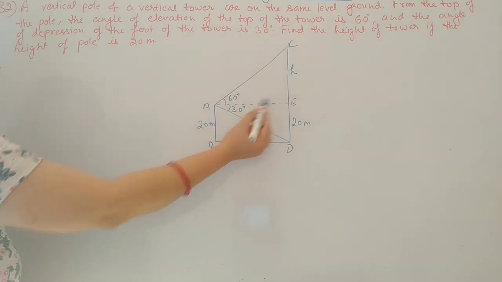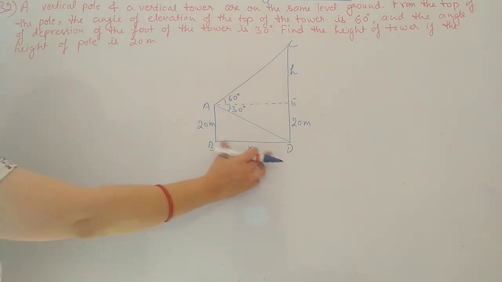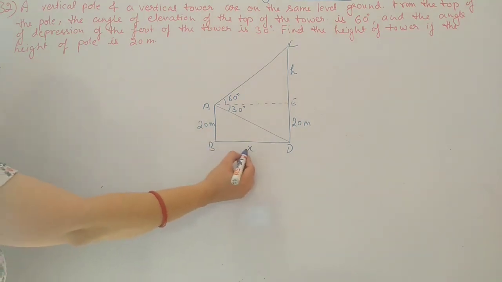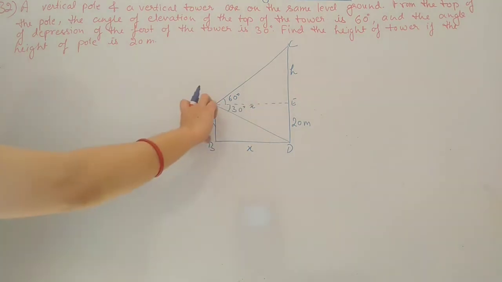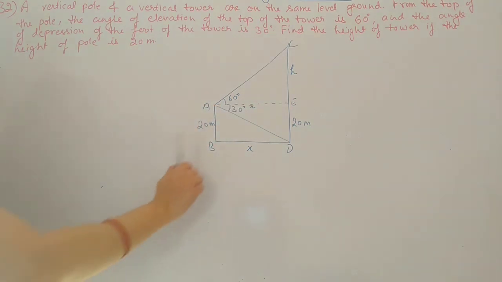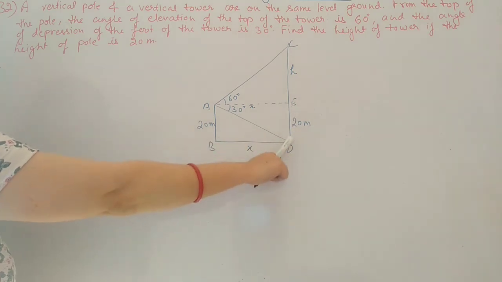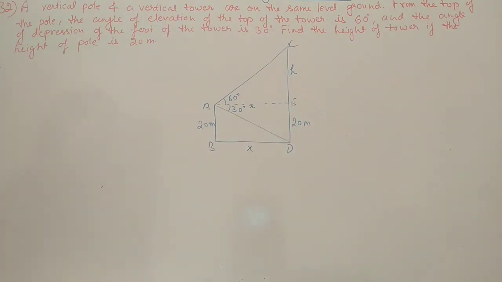From A to E we can draw a line parallel to BD. If suppose this BD is x, then this one AE also will be x. This AB is 20 meter, so the opposite side ED also will be 20 meter. We have here two right angle triangles. First we will take this one, triangle ADE.